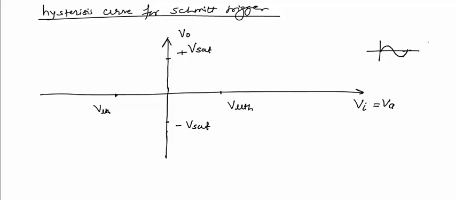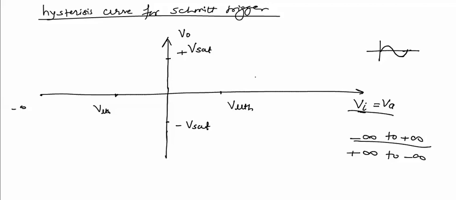Now remember one thing, that a hysteresis curve is drawn by varying the input voltage from minus infinity to plus infinity, and the second part is drawn by varying Vi from plus infinity to minus infinity. Now we'll start. First I take Vi equal to minus infinity. From minus infinity, if you see, VLTH and VUTH both are to the right hand side, and both will be greater than minus infinity.